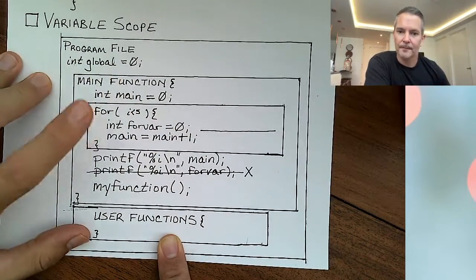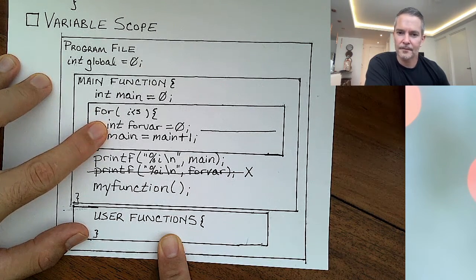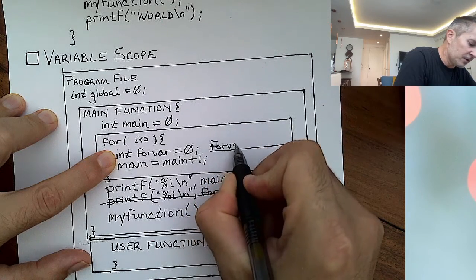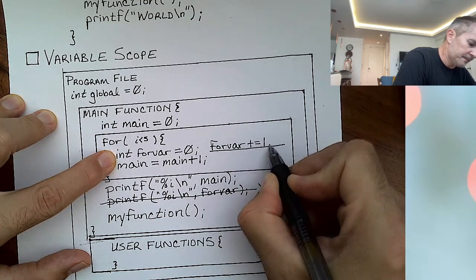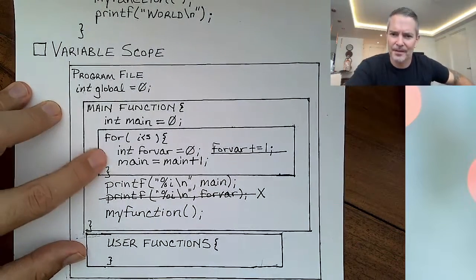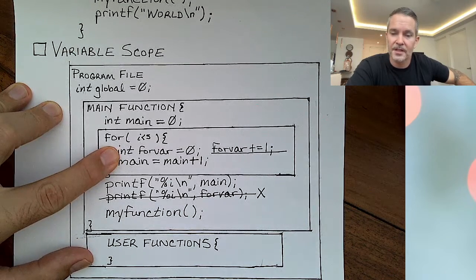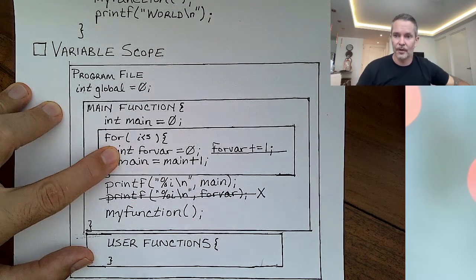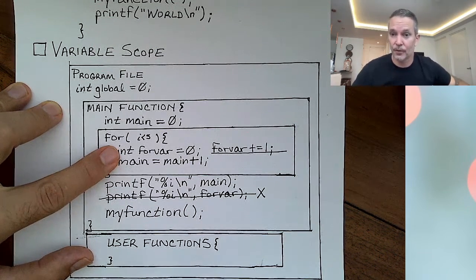Let me make one more point to you here. Look at this for loop. I set up a variable called int for var. I set it to 0, but I don't do anything with it. Imagine if I did do something. If I said for var plus equals 1. What actually happens? Well, is the for var variable going to equal 1, and then on the next loop equal 2, and then on the next loop equal 3, and all the way up until the loop's finished so that it equals 5?